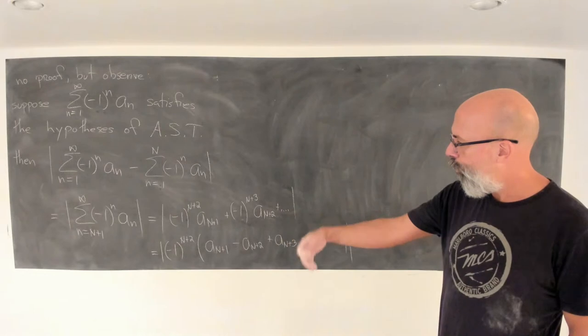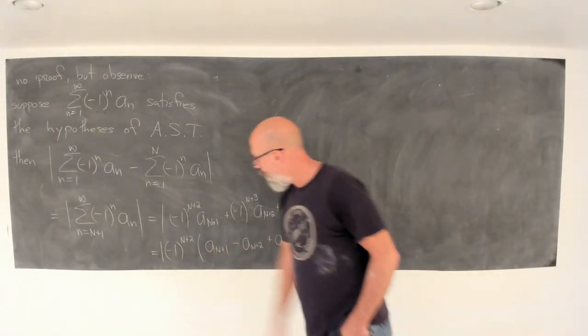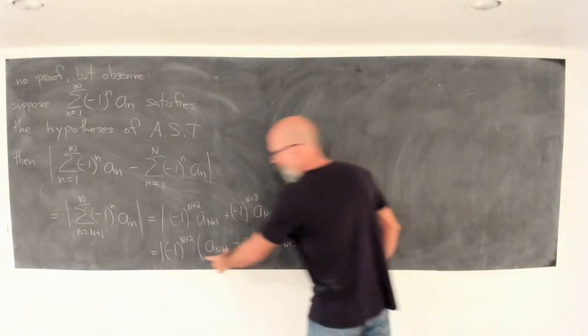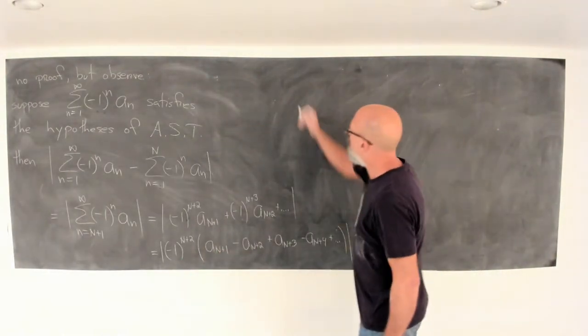So now that we've factored out a negative 1 to the n plus 2, let's take the absolute value. The absolute value of a product is the product of the absolute values.